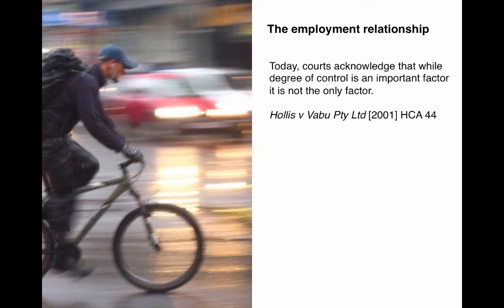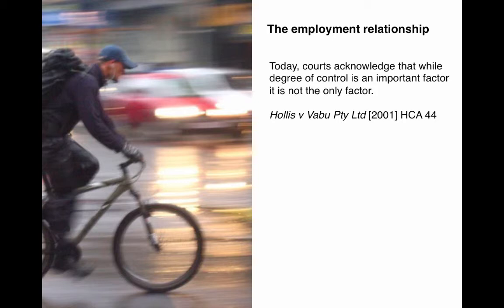Hollis was injured when he was knocked over by a bicycle courier who worked for Vabu, which traded as Crisis Couriers. Hollis could not identify the individual courier who injured him, but he recognized the courier's uniform, so he commenced legal proceedings against Vabu for compensation. He argued that as the courier's employer, Vabu was vicariously liable for the courier's actions. Vabu argued that their couriers were actually independent contractors and not employees, and that therefore Vabu was not liable.